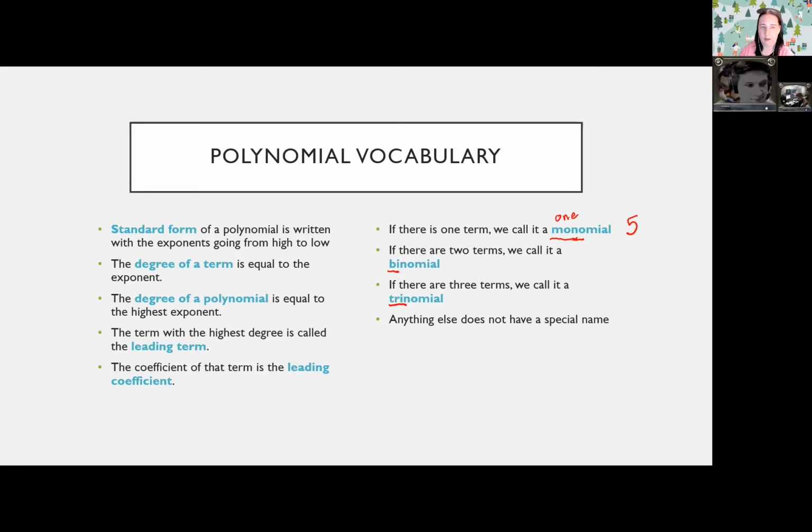Are there any questions on vocabulary or anything so far before we actually do some examples? I got it. Okay.